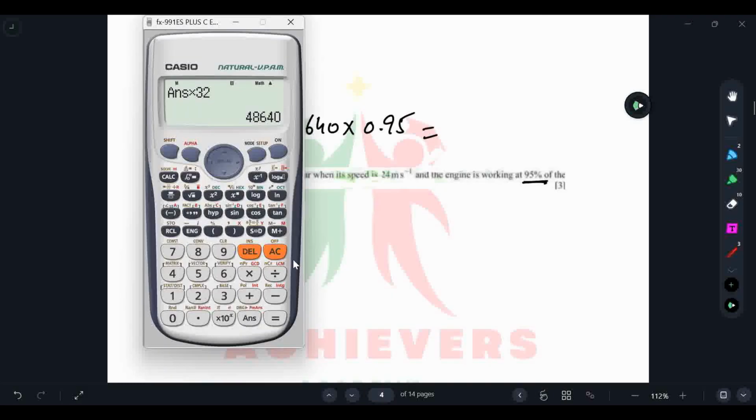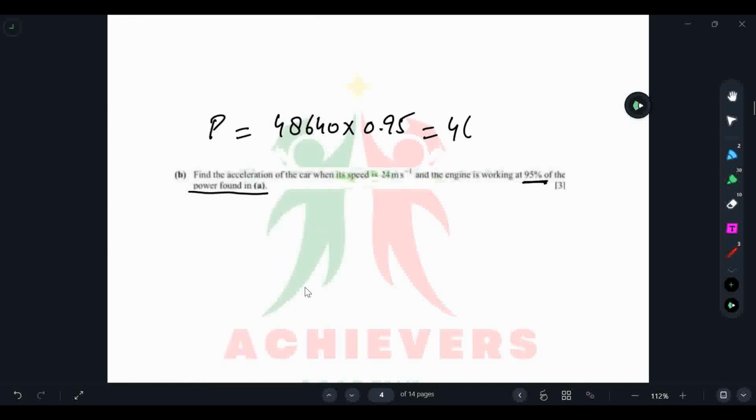So this will be equal to 46208. Now the new power is 46208. Now what we have to do, as we have discussed earlier, if we create a scenario over here, we can directly say this one is the resistive force, this one is the driving force, and the power has been changed now. Now for the power, we need to find the driving force. Because we know that the velocity is 24, we can find the driving force.